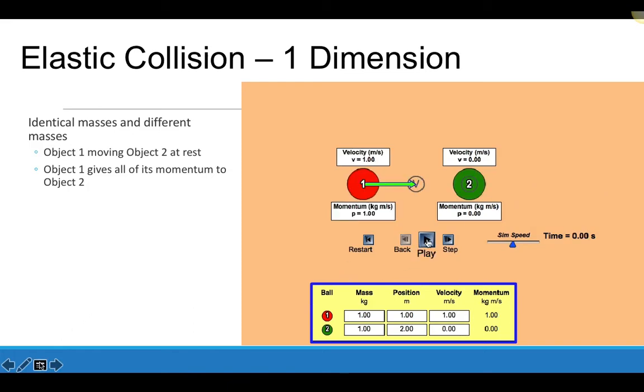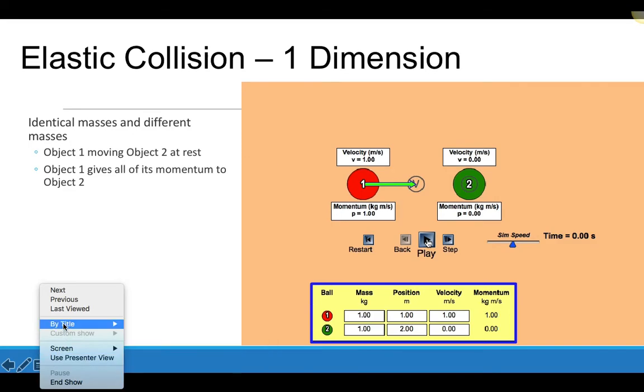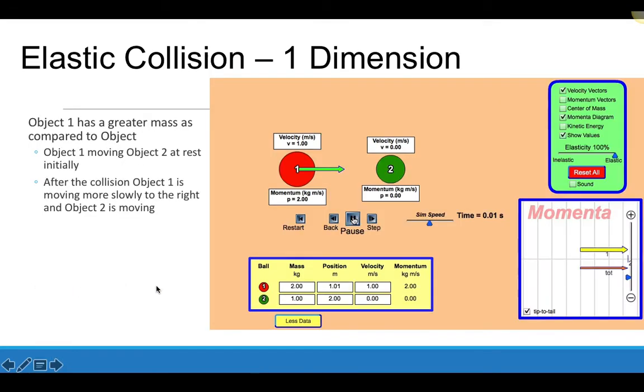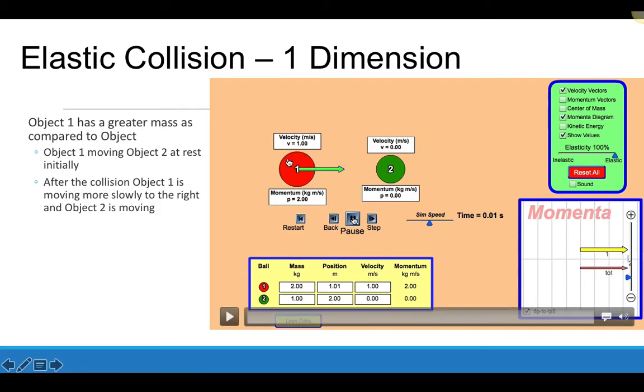Oops, sorry, that's just going to repeat itself. So I have to go to the next slide. Okay, so here I have object 1, and you can tell that it's larger, so it has a mass of 2 kilograms. Object 2 has a mass of 1 kilogram, so the first one is bigger. It's traveling with the same initial speed of 1, so it has initial momentum of 2. And let's see what happens after the collision here.